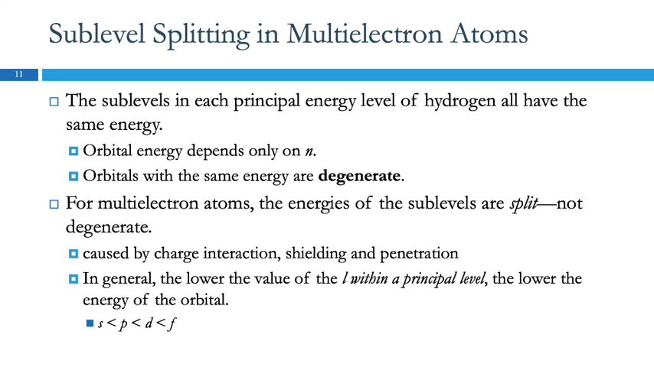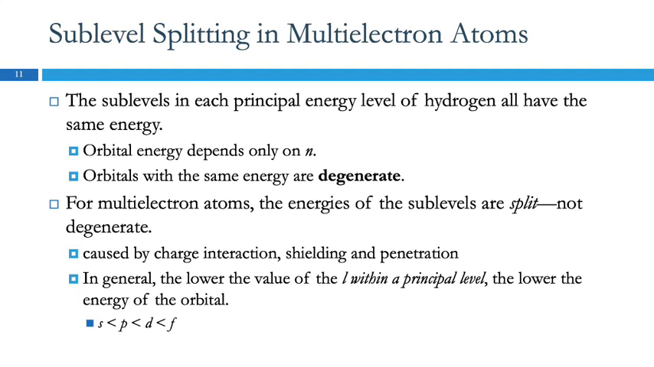In hydrogen, when we look at the sublevels, that would be S, P, D, and F. If we look at the sublevels of each principal energy level, they are all the same energy. The energy depends only on the principal quantum number. Degenerate is the word we use to refer to that. Those degenerate orbitals have the same energy as each other.